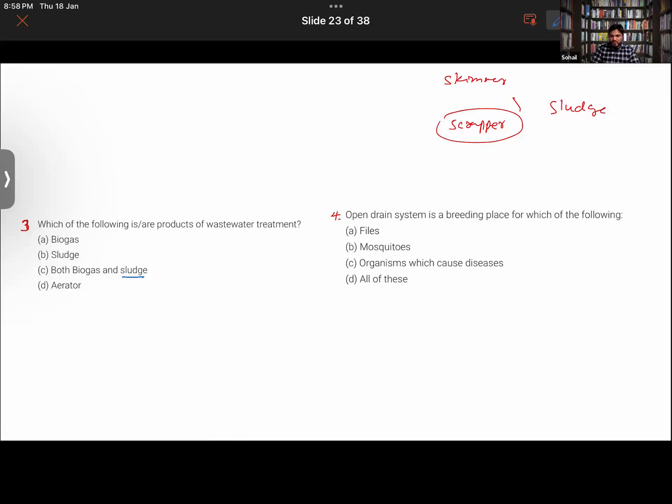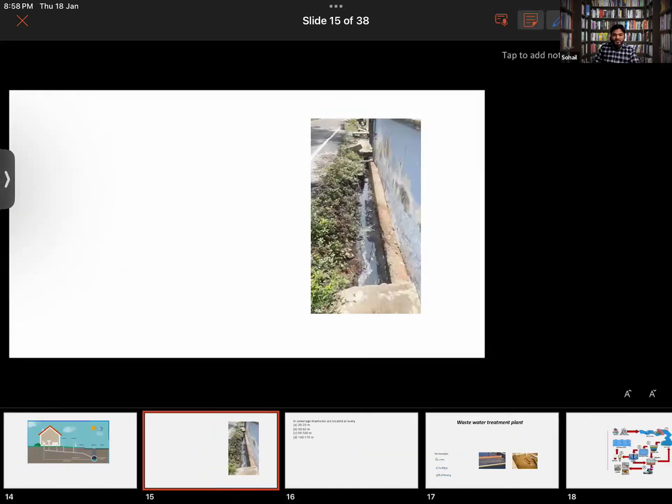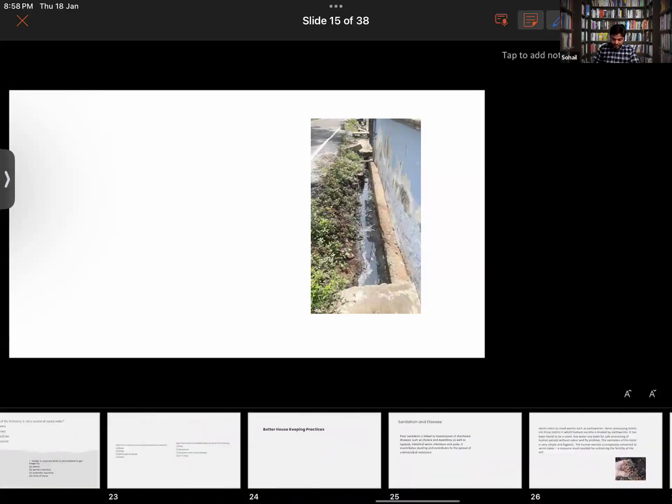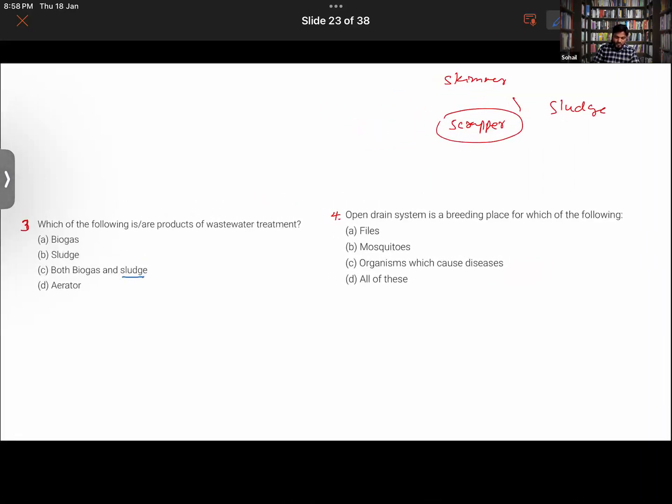See, question number 4, Sundar, which you have answered. Open drain system is a breeding place for which of the following? We did talk about open drains. Flies are found in it. Mosquitoes will be breeding on this. Several types of disease causing microorganisms, that are pathogens. Disease causing microbes are called pathogens. So those will also be found in it. So the correct option is all of these, option number D. Okay, is that clear?